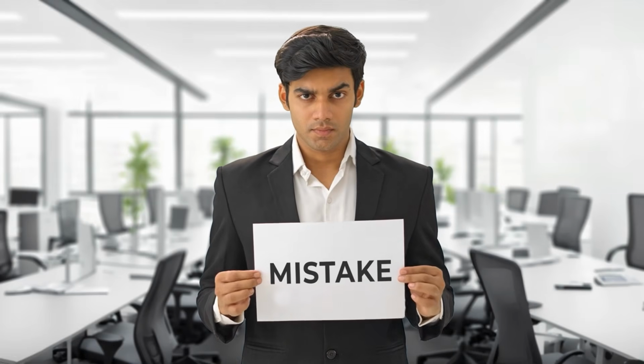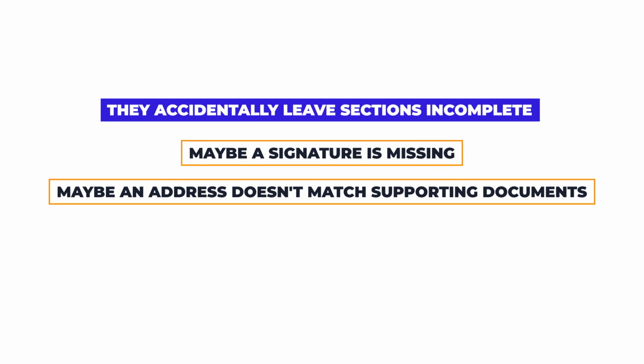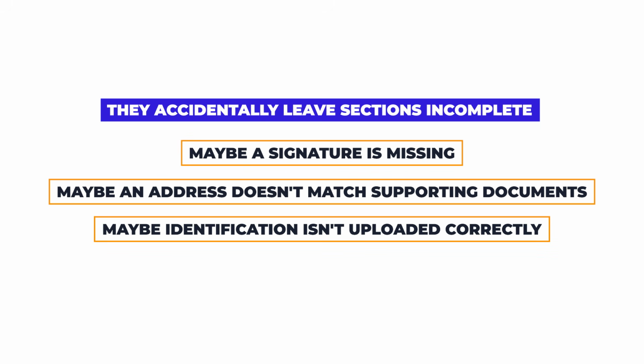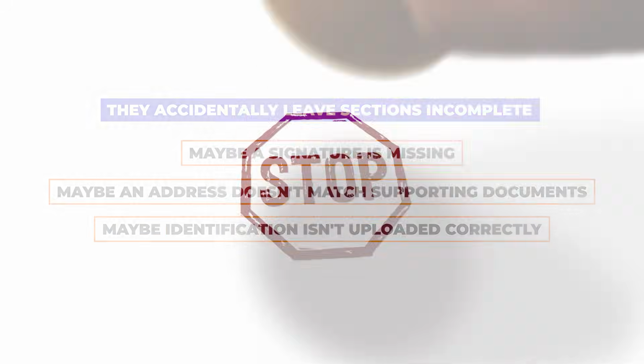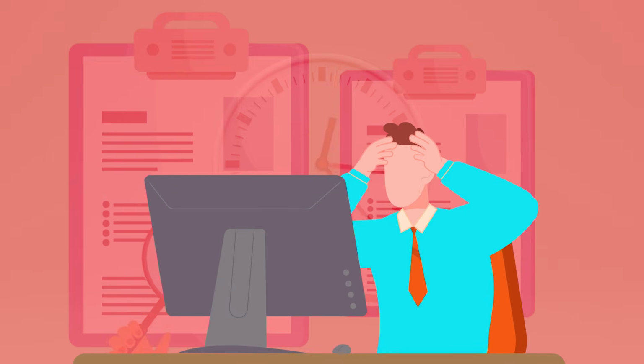Now, here's one mistake I see surprisingly often. People rush. They skim the instructions. They accidentally leave sections incomplete. Maybe a signature is missing. Maybe an address doesn't match supporting documents. Maybe identification isn't uploaded correctly. The result? Everything stops. The virtual mailbox provider has to request corrections. The customer has to resubmit documents. And what could have taken a short amount of time suddenly turns into days of waiting. A few extra minutes reviewing everything before submitting can save a lot of frustration later.